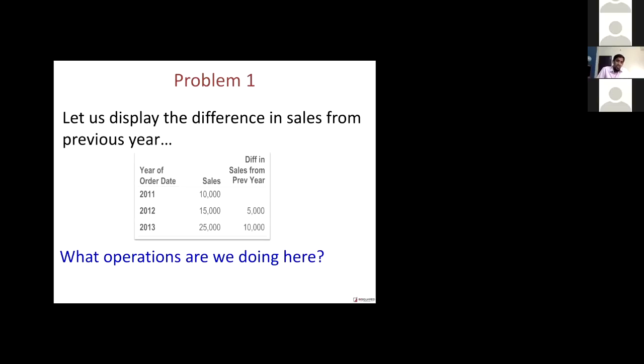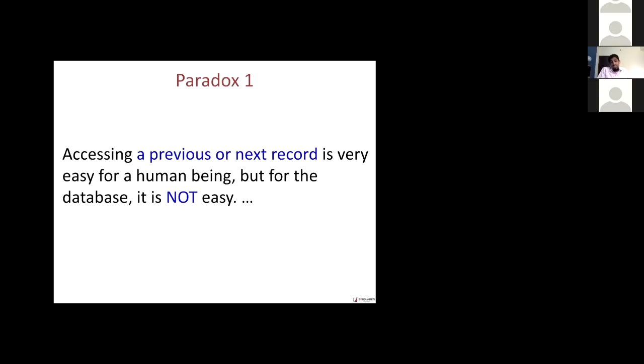What operations are we doing here? So let's take this 2012. We took this value, 15,000, the current value. I went one record before. I took the previous value, and then I'm doing a subtraction. Really, I'm doing two things: I'm finding the previous value, and I'm doing subtraction. Subtraction and any mathematical operation databases have been doing for quite a long time, so there should not be any difficulty. Then obviously the difficulty is in accessing a previous record.